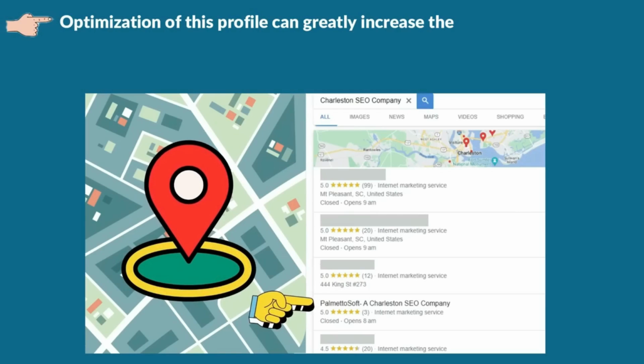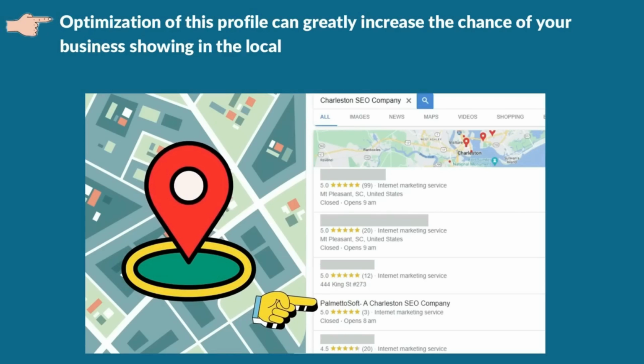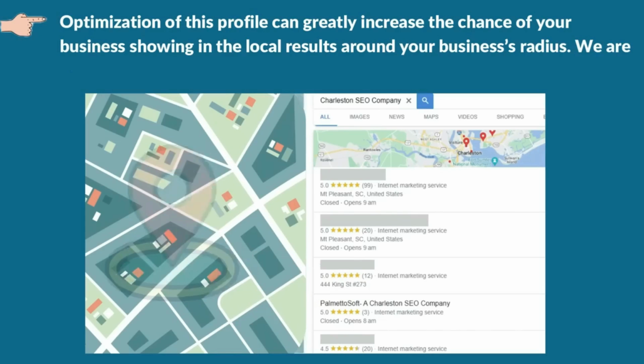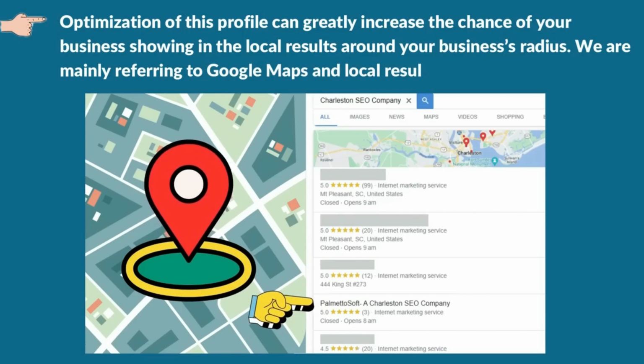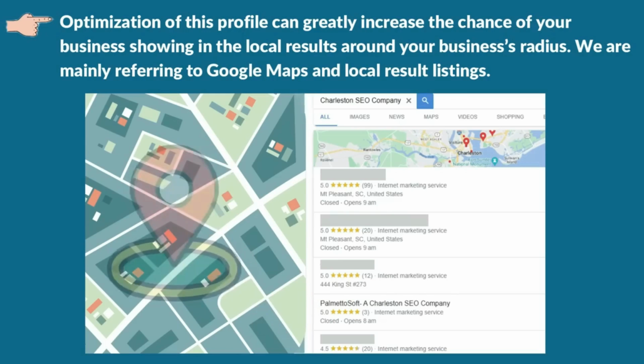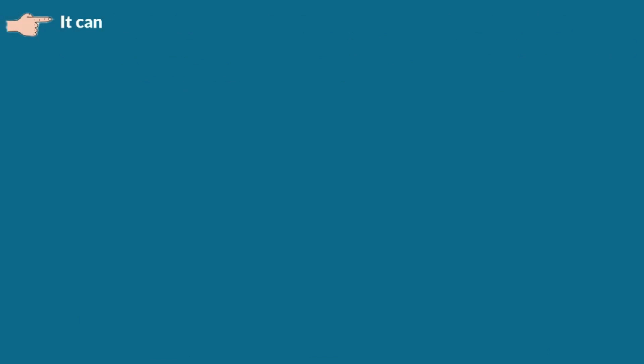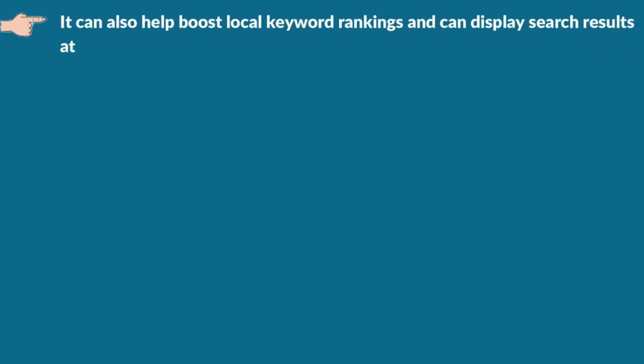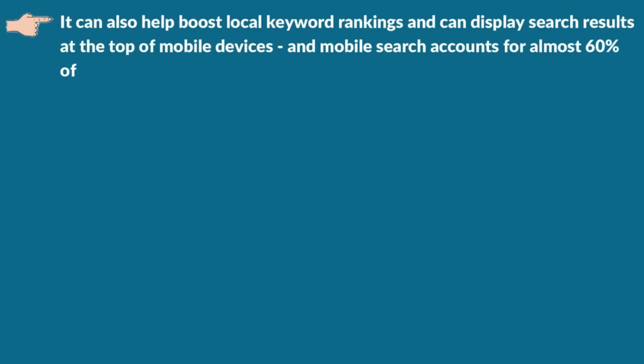Optimization of this profile can greatly increase the chance of your business showing in the local results around your business's radius. We are mainly referring to Google Maps and the local result listings. It can also help boost local keyword rankings and can display search results at the top of mobile devices. And mobile devices account for almost 60% of all internet queries.